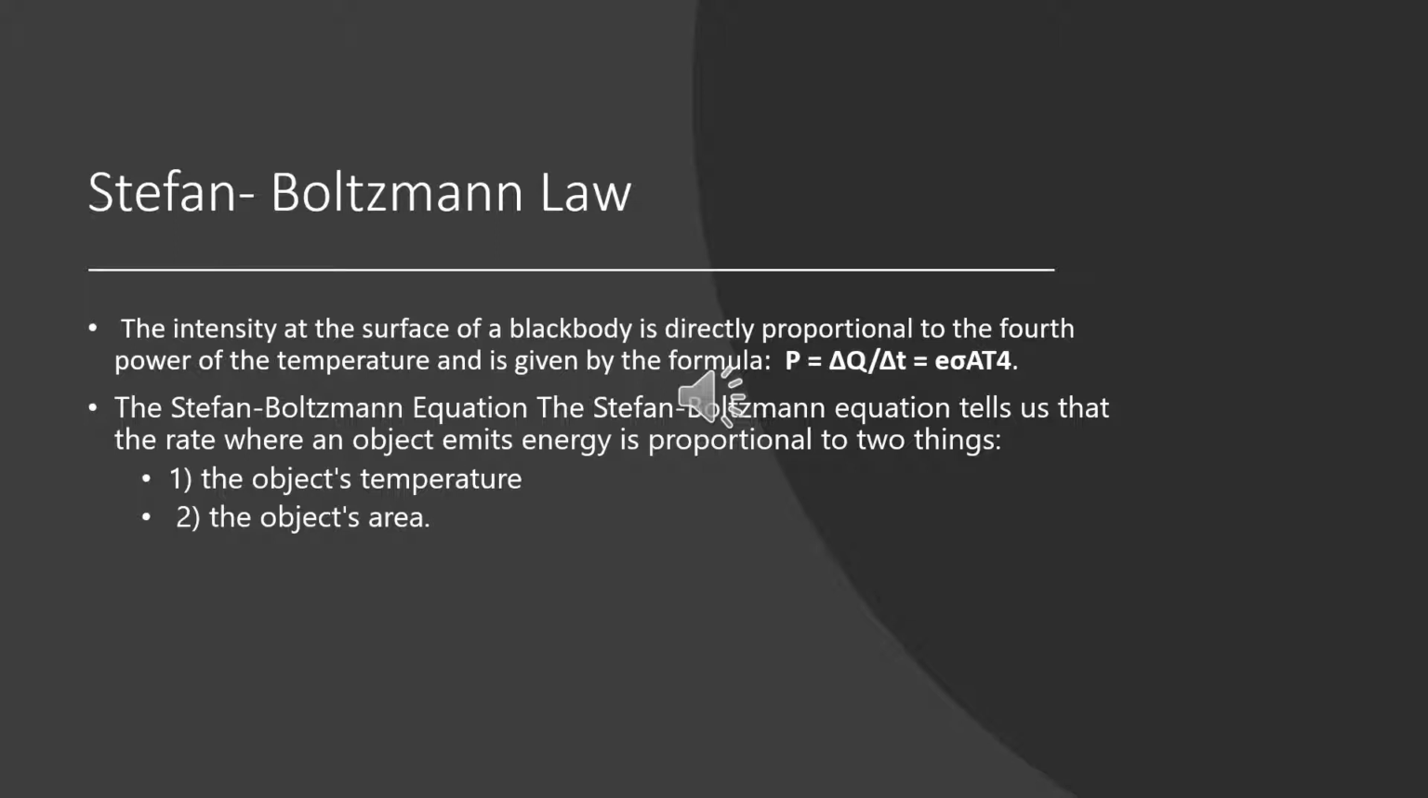If E is the radiant heat energy emitted from a unit area in 1 second, and T is the absolute temperature in degrees Kelvin, the Greek letter sigma represents the constant of proportionality called the Stefan-Boltzmann constant. This constant has the value of 5.670367 times 10 to the minus 8 watts per meter squared per Kelvin to the 4th.